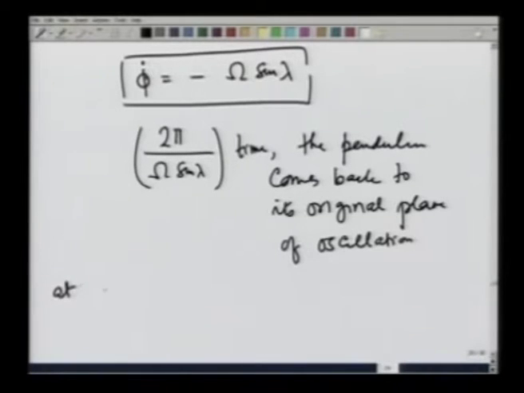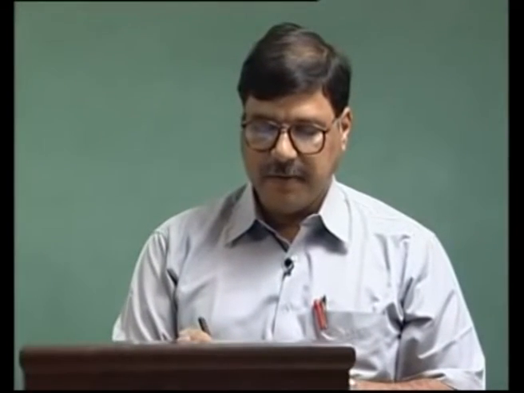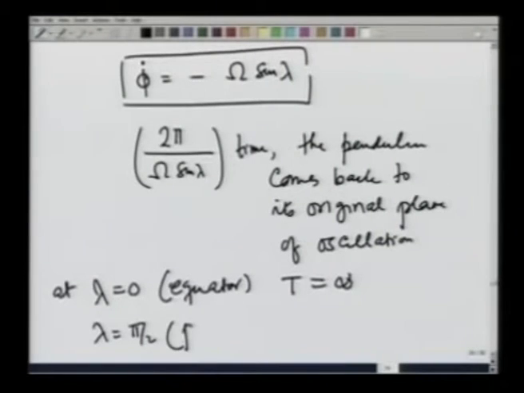At lambda equals 0, that is the equator, this time is infinity, and therefore the plane never rotates. At lambda equals pi by 2, that is the poles, t equals 2 pi over lambda equals 24 hours. So within 24 hours the plane comes back to its own. You can physically visualize this.